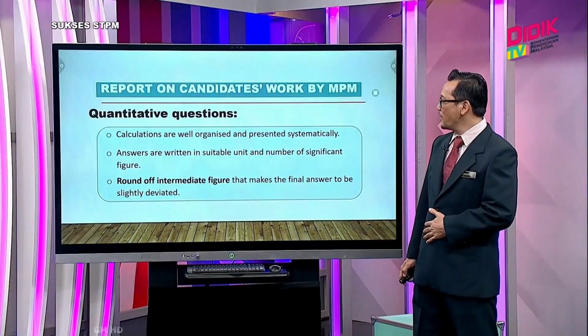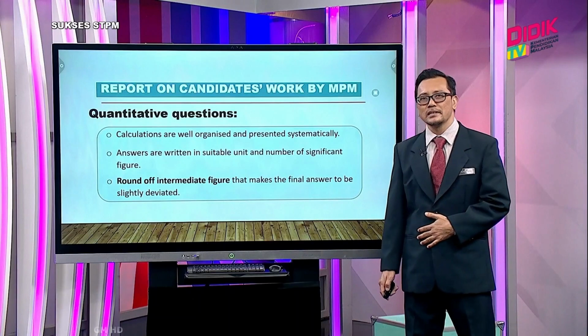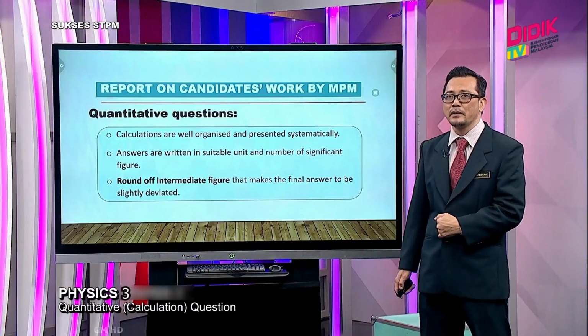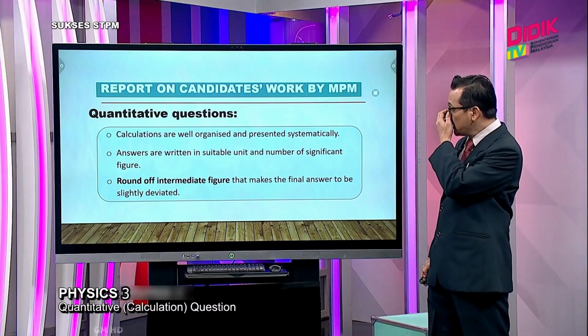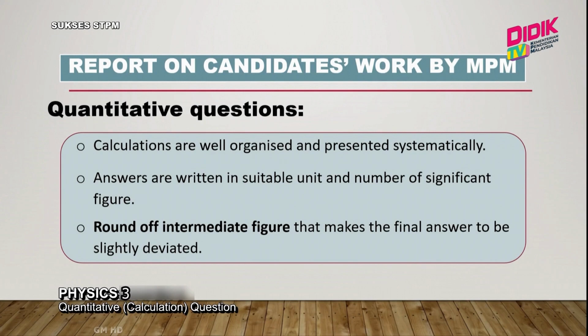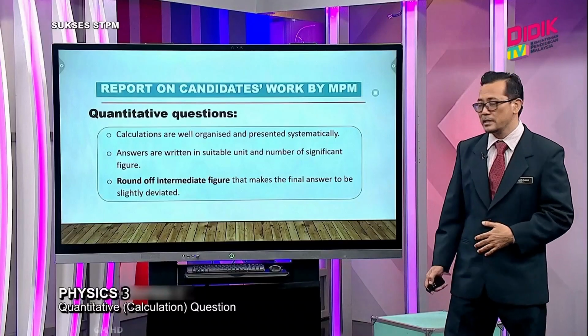Okay. Before I continue, let's look at the report on candidates' work that is produced by MPM based on the Physics 3 STPM in 2020. If we look at the quantitative questions, the finding shows that many students could do the calculations well organized, and also they are presented systematically. It is reported that the answers written by the candidates are also in the suitable unit and in the appropriate number of significant figures. However, there are some candidates doing rounding off to the intermediate figure that makes the final answer slightly deviated. Okay, let's discuss this.